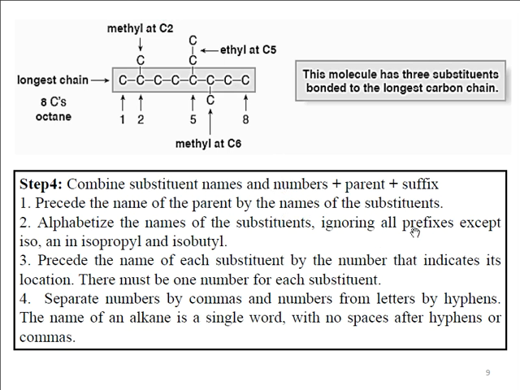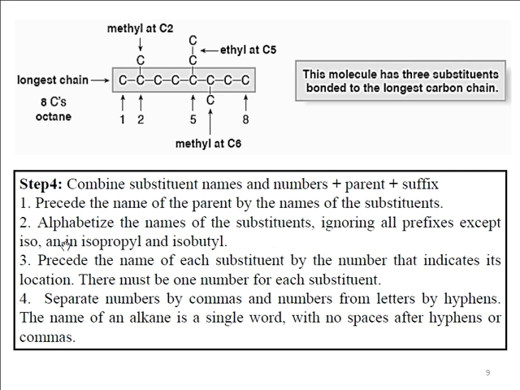Ignoring all prefixes except iso. Just the iso, as in isopropyl and isobutyl. This iso, ignoring all the prefixes except the iso in isopropyl and isobutyl. That means if we have para, tertiary, or secondary, all of these will not be taken for alphabetical order. But for the iso, no.